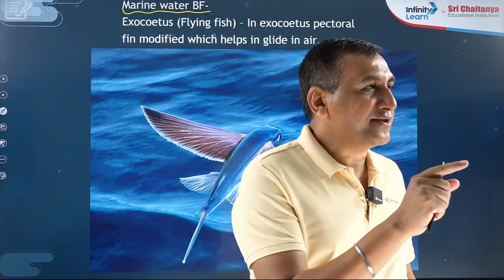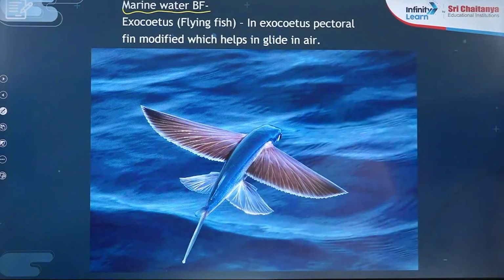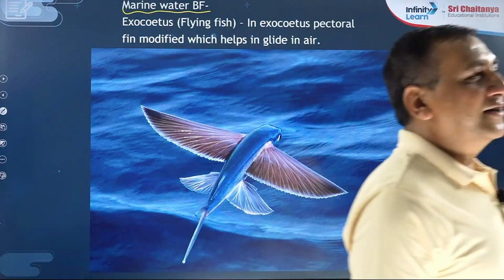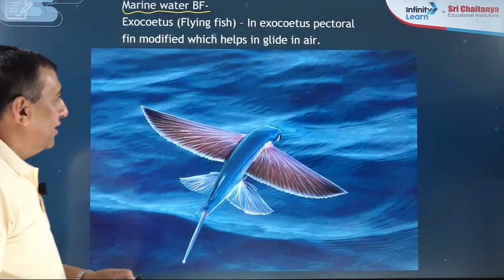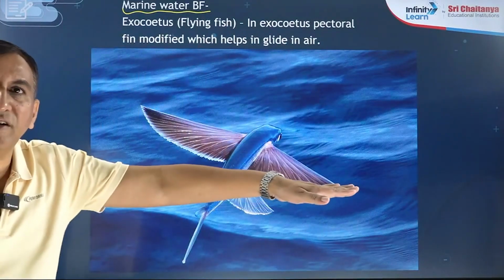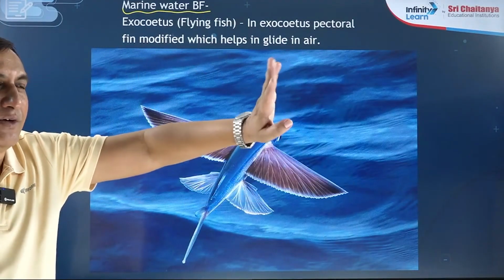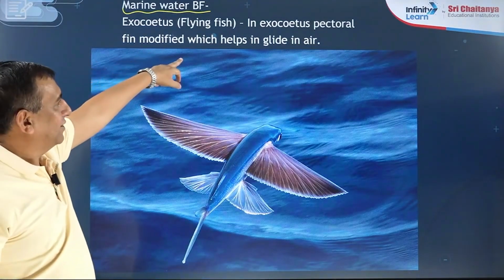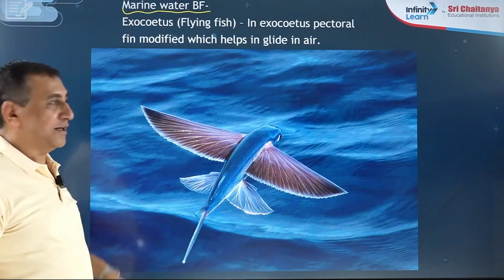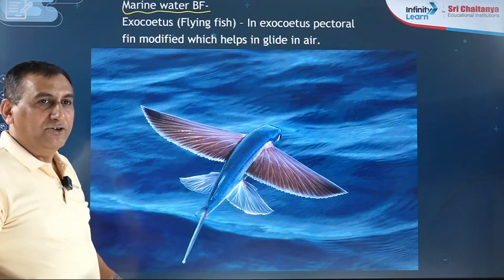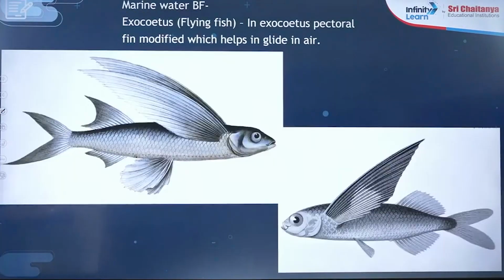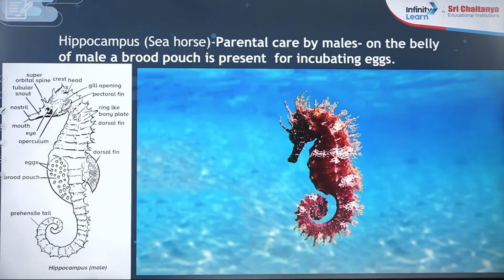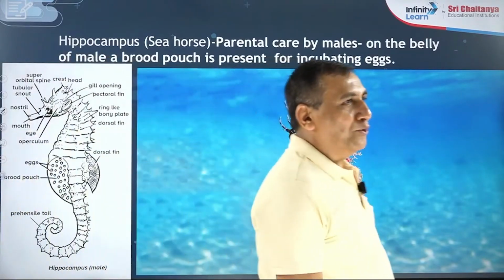Yes, Sheikh Halima, it glides. Very good. It glides on the water surface very fast. It does not have wings, beta. It has fins, and the modified fins help in gliding in air. Air here means the water surface. So it is not flying, it glides. The name is the flying fish, but it is not flying. It glides. Now see, another example is the hippocampus.